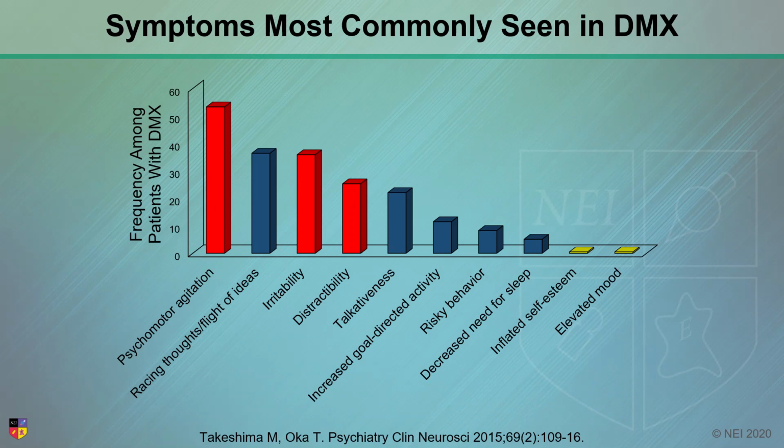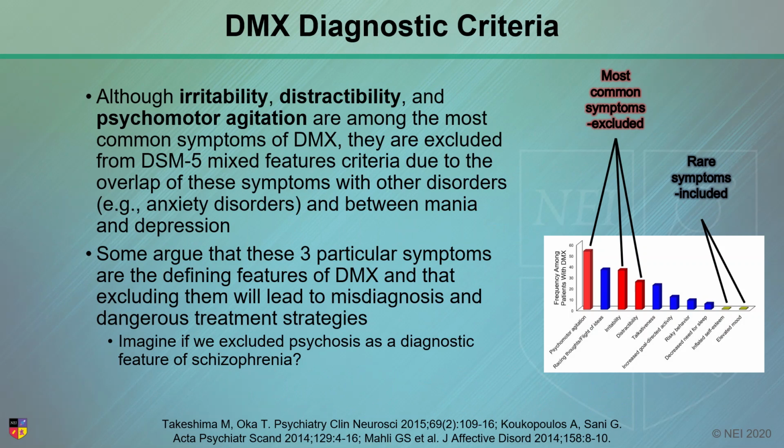These are your symptoms, and this is how frequently they're seen. Some of the top ones are psychomotor agitation, irritability, and distractibility. The point is that those most common symptoms are excluded from the DSM-5 mixed features criteria due to the overlap of these symptoms with other disorders, such as anxiety disorders, and between mania and depression. So you are seeing these symptoms, but they were artificially excluded from the DSM-5 because you wouldn't be able to force it into the criteria, which, remember, are not science-based.